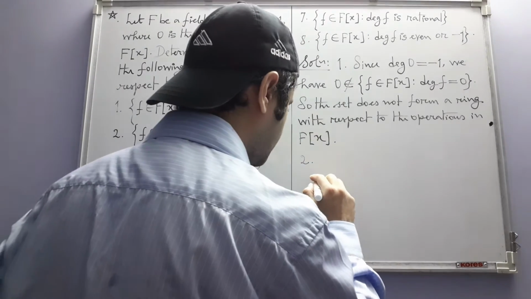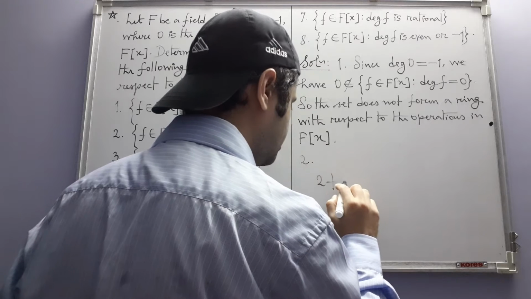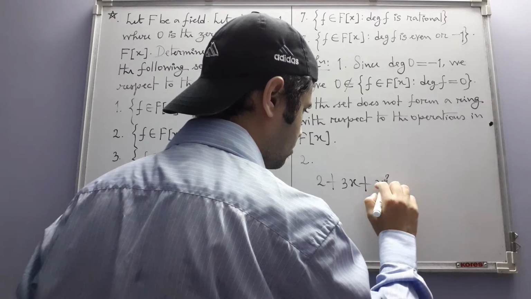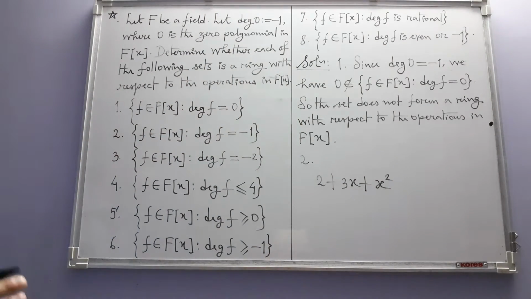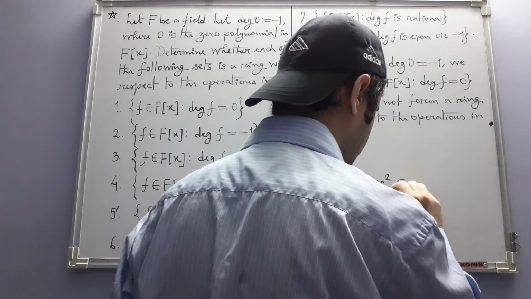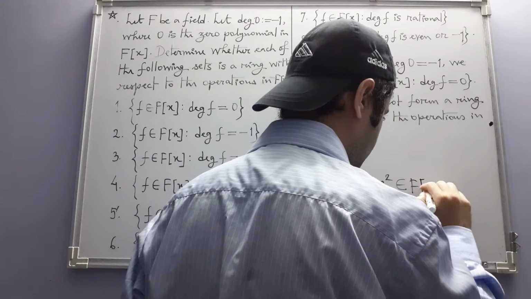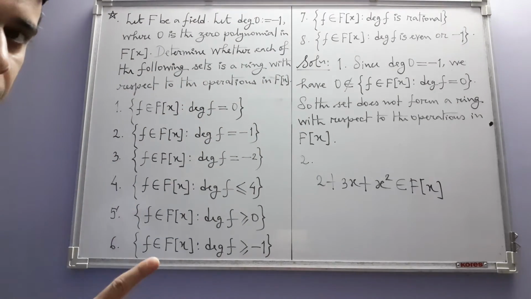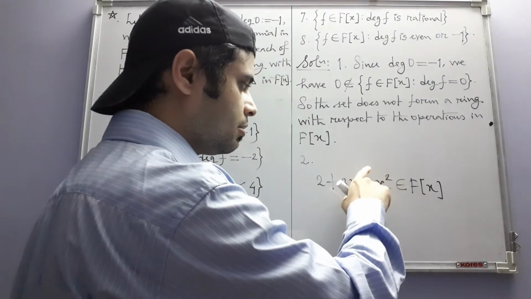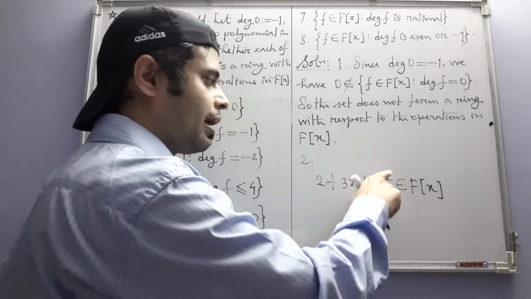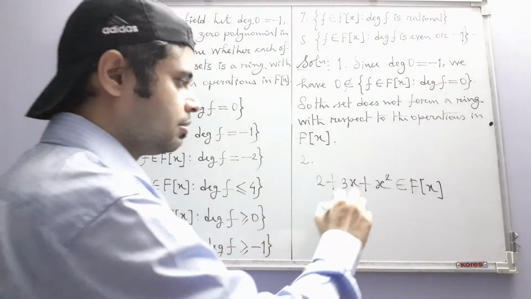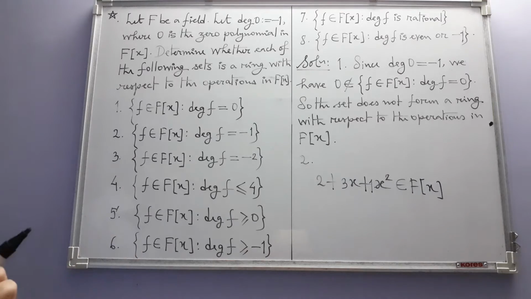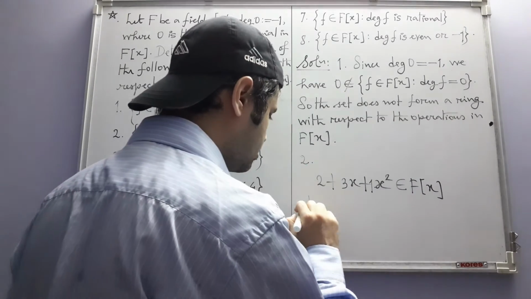For example, what we mean by that is this: say you have 2 plus 3x plus x squared, a polynomial in F[x]. In this polynomial, the term in which the largest exponent is appearing has a non-zero coefficient 1. So the degree is 2. The degree of this polynomial is 2.